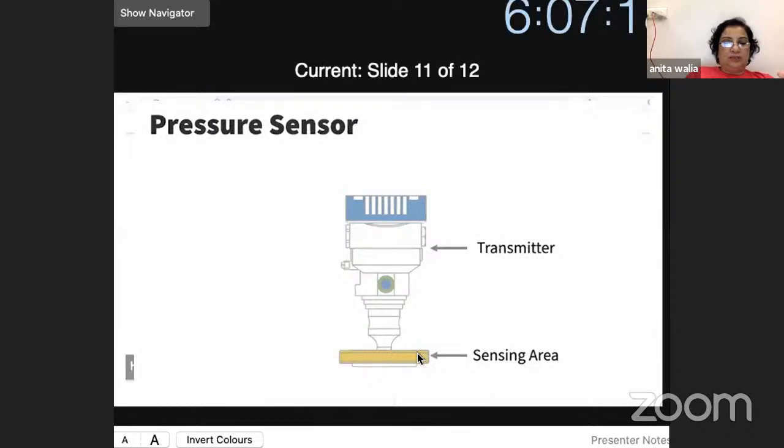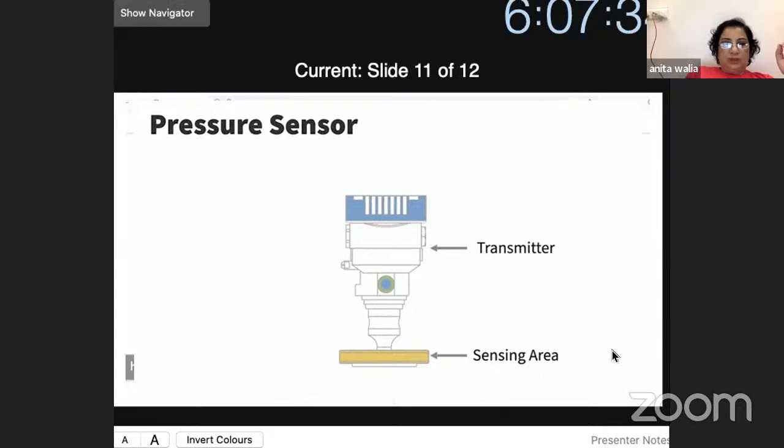This sensing area is facing toward the object. It can be in touch with the object, with the boilers and so on. So it is attached to the boilers, which will sense the pressure. And then the transmitter is there, which will transmit the data.